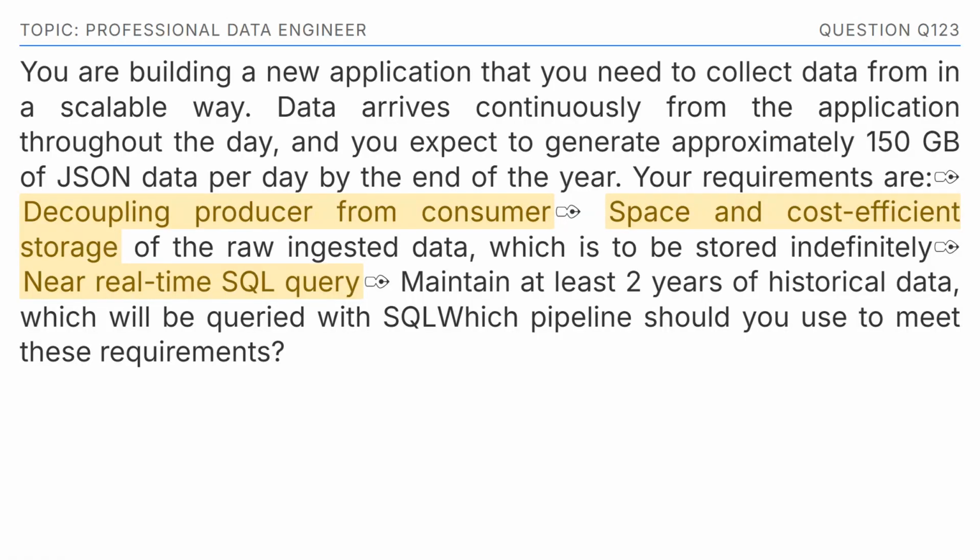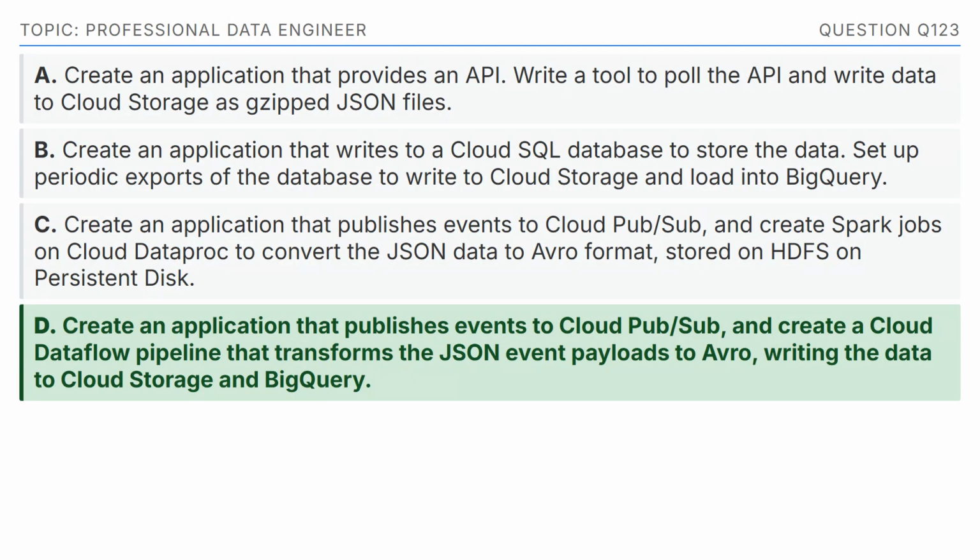To arrive at the correct answer, we focus on the keywords: decoupling producer from consumer, space, and cost-efficient storage, near real-time SQL query. The correct answer is option D, create an application that publishes events to Cloud Pub/Sub, and create a Cloud Dataflow pipeline that transforms the JSON event payloads to Avro, writing the data to cloud storage in BigQuery.